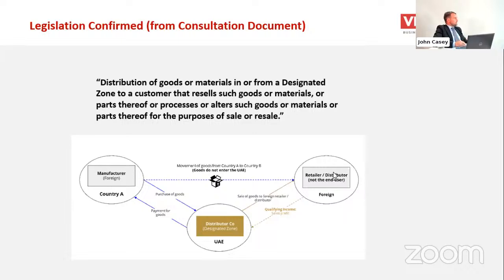DAFZA, Dubai Airport Free Zone, has a designated area, obviously with offices there. If you operate a dropship model, where you buy goods from country A and ship them to a distributor in country B, and it doesn't enter the UAE, then you'll be exempt if you're in a designated zone. So we are expecting a large demand for businesses to move into designated zones because of this. Obviously, that needs to be seen in the context of how big your tax bill is, to make sure it makes sense.